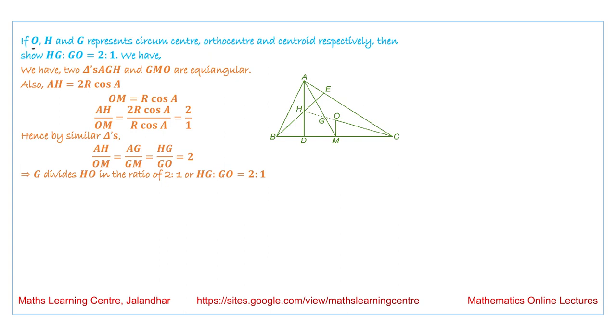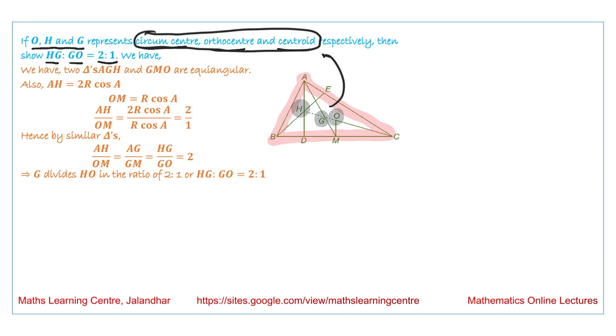Next is, if O, H and G represent the circumcenter, orthocenter and centroid, then we have to prove that HG is to GO is 2:1. So this triangle ABC is given. Then we are talking about these points O, H and G, and these three points are basically the circumcenter, orthocenter and centroid of this triangle.